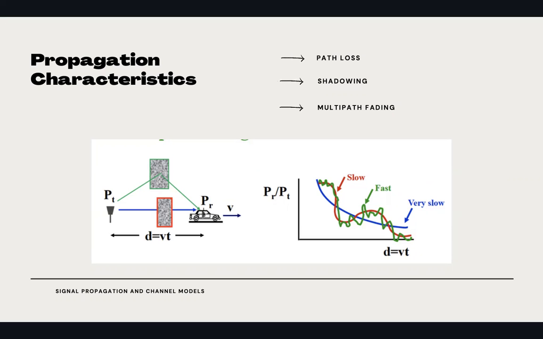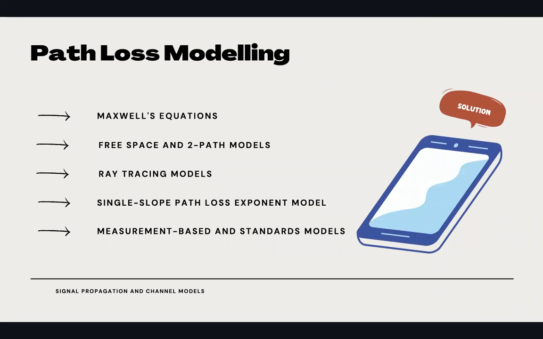So in these scenarios, the blue is path loss, the red one is shadowing, and the green one is multipath fading. So that's why it is so unpredictable. Okay, how to solve it?